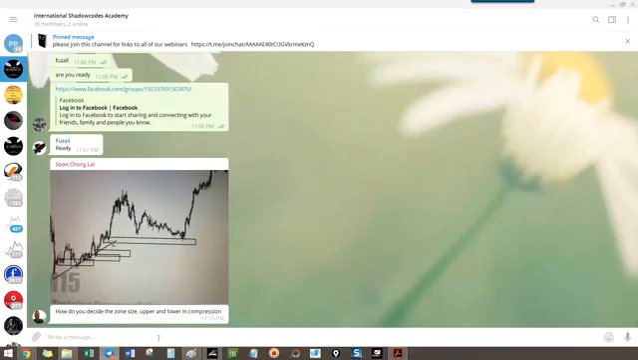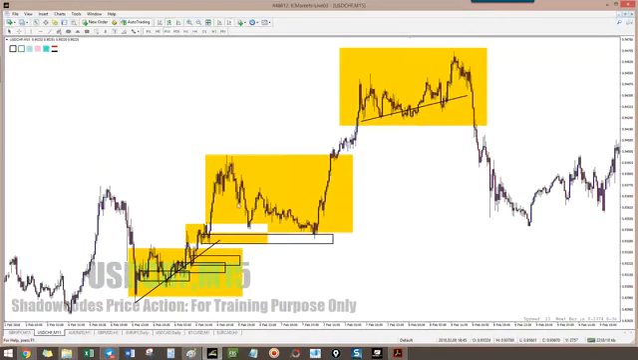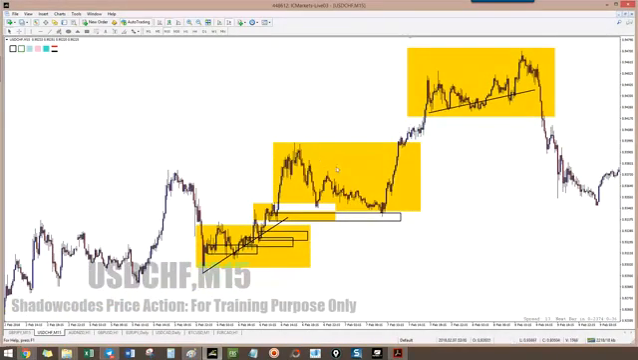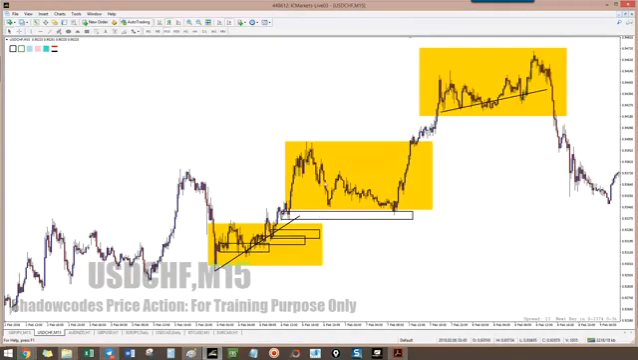How do you decide the zone upper and lower in compression? What do you mean, upper and lower? Do you mean which one I want to take? This one or this one? Of course, I will take this one because this is the second accumulation phase, a place for buy. Okay, so we have our SRD here. This is our SRD. This is our decision. And this is compression inside the second phase, the place for buy. Okay, the place for buy.